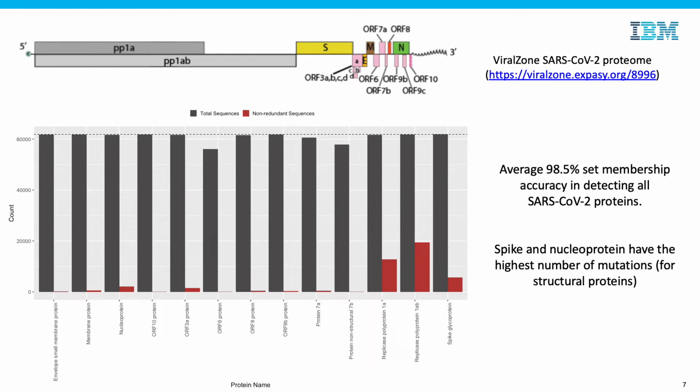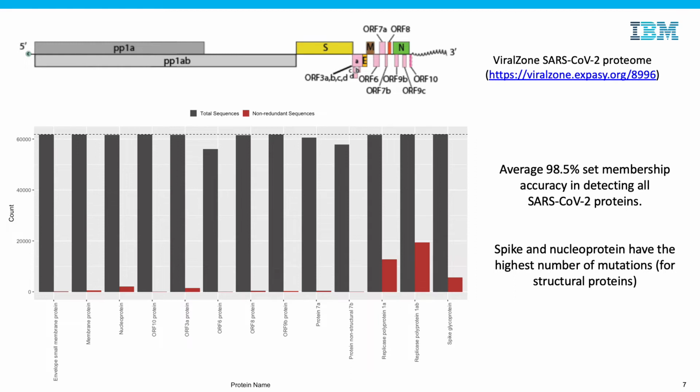And in this case, you can see on the left-hand side, on the bottom plot, for each of those proteins, the dashed line indicates the total number of genomes that were annotated that were above our quality threshold. And you can see on the majority, each of those proteins are identified with very high set membership accuracy. And across all proteins, it's an average of 98.5% set membership accuracy to identify all of those different proteins.